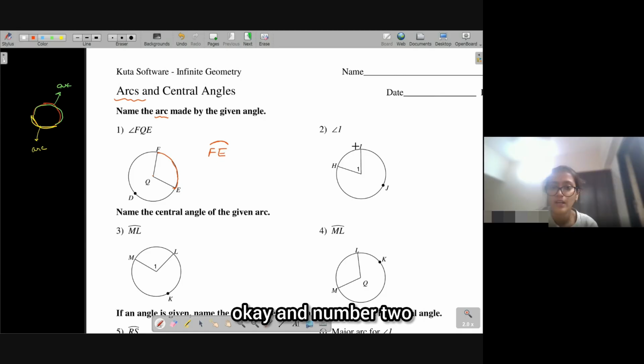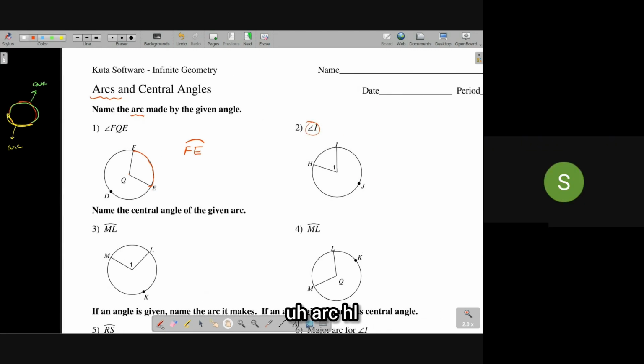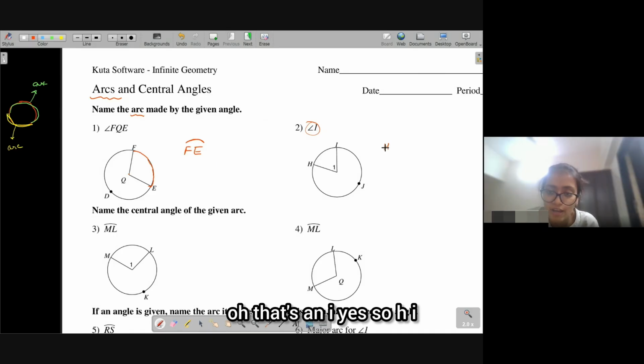And number 2, can you name the arc which is made by angle 1? Arc HL. Oh, that's an I. Yes. So HI. Okay, good.